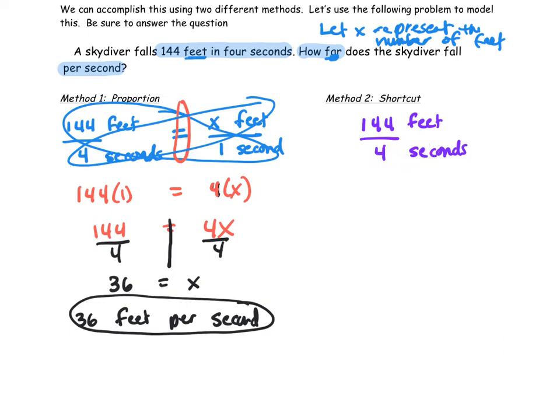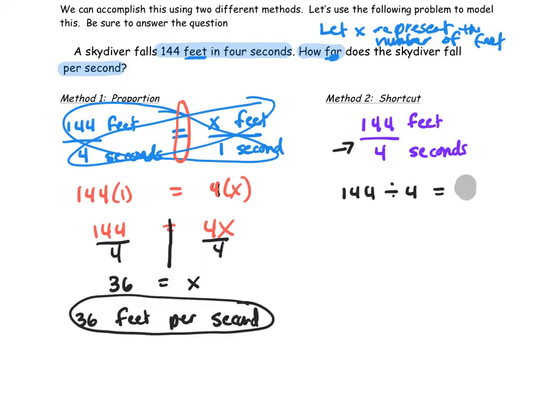So I'm going to use this little ratio bar not only as a ratio bar, I'm going to use it to mean division. So what I'm going to do is take my top number and divide it by my bottom number. And just like it did over here, it's going to give me 36.